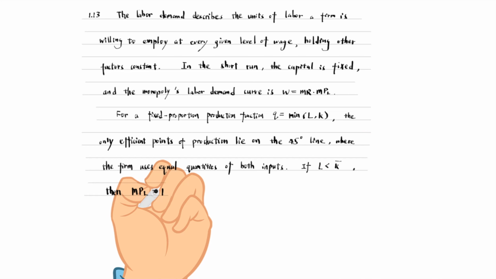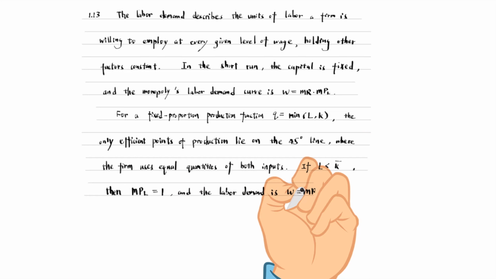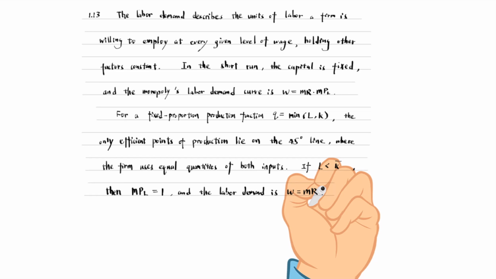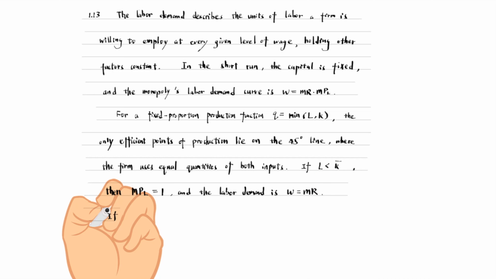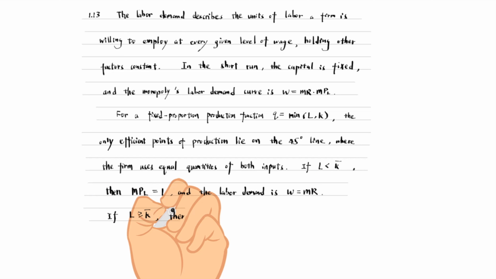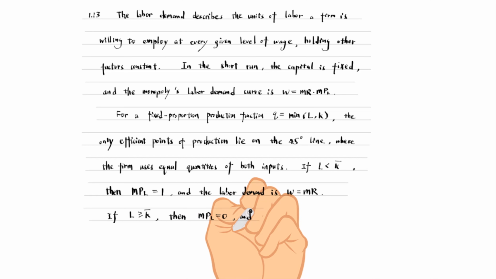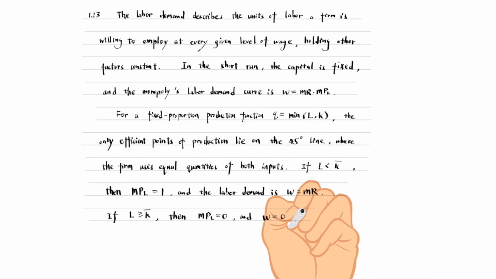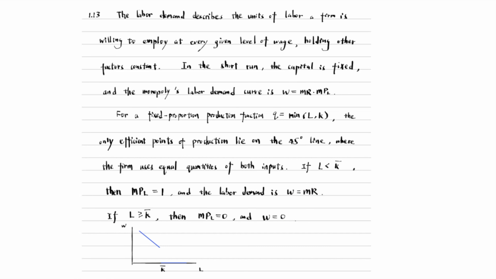So the marginal product of labor is 1, and the labor demand function is W equals the marginal revenue. Another case is when the labor is greater than or equal to the fixed input capital. In this case, the increase in labor will not increase any output, and the marginal product of labor equals 0. The labor demand curve is W equals 0. The labor demand curve is depicted in the graph.